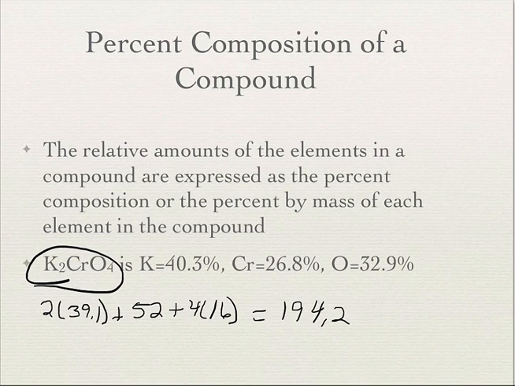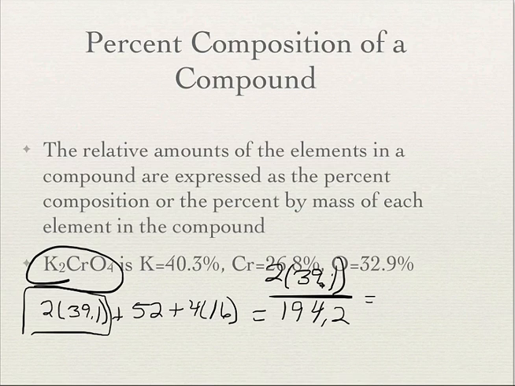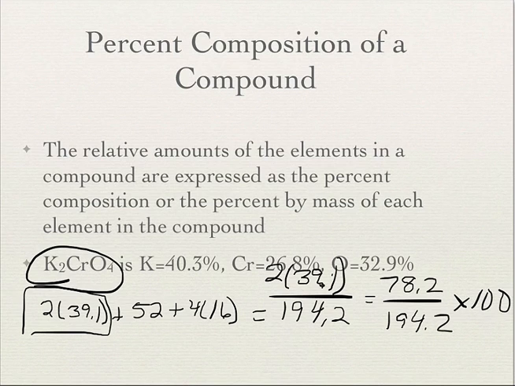194.2. And then if I want to figure out the percent of potassium, I take the potassium and put it over top of that. So 2 times 39.1, which is 78.2, divided by 194.2. And of course, you always multiply by 100 when you want percents. So 78.2 divided by 194.2 times 100. And I get 40.267, so that rounds off to 40.3%.